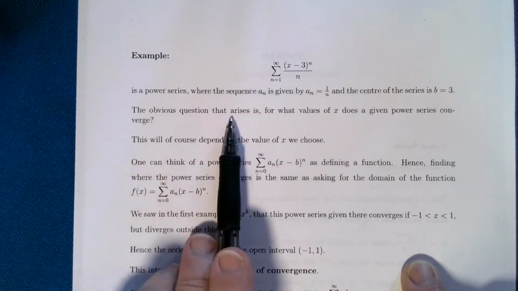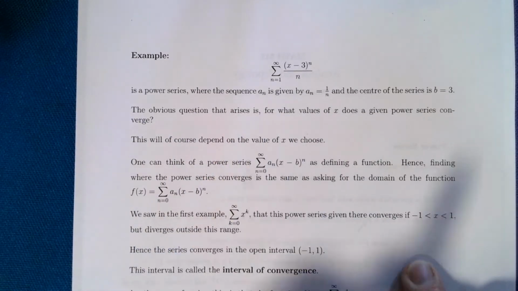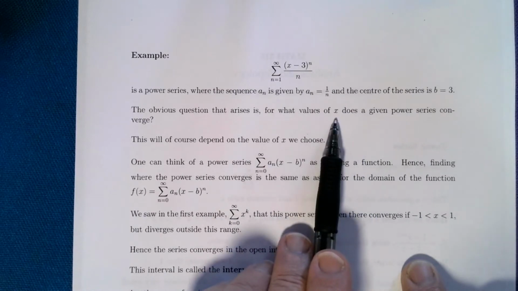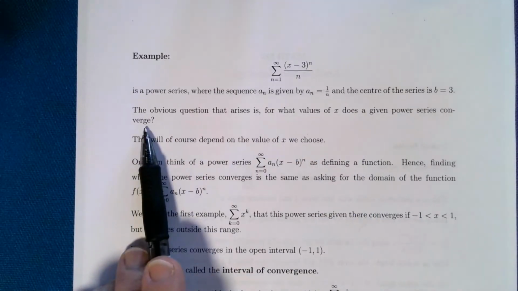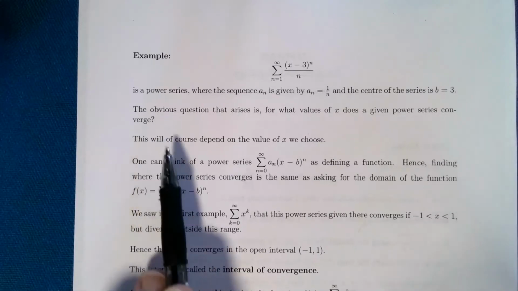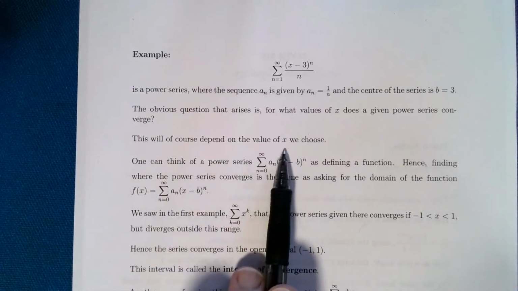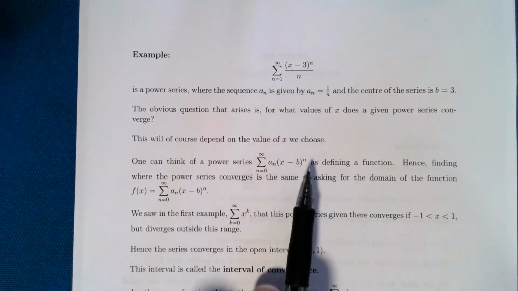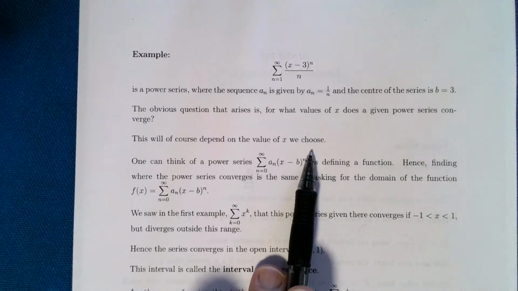Now the obvious question that arises is, for what values of x does a given power series converge? After all, the one we looked at right at the beginning only converged if x was between minus 1 and 1. Now this of course will depend on the value of x that we choose. So for some values of x this will converge, and for some values of x it won't converge.